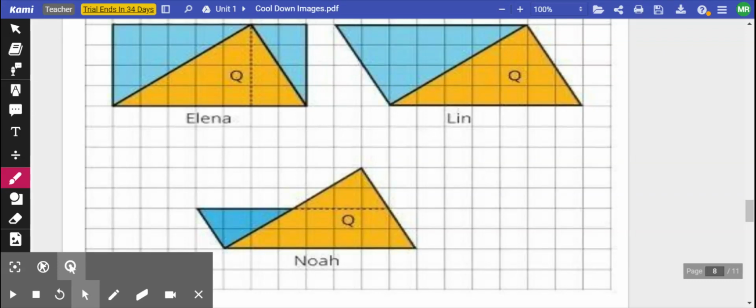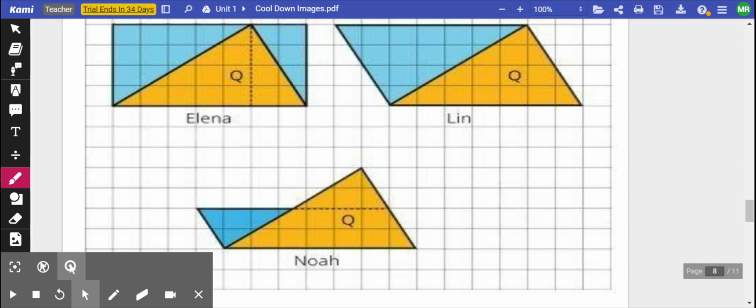In this cool down, you're told that there are three students and they each found the area of a triangle to be 14 square units, but they reasoned about it in different ways. So I'm going to explain to you how you can think about how each student reasoned about it. So we'll start with Elena on the top left.